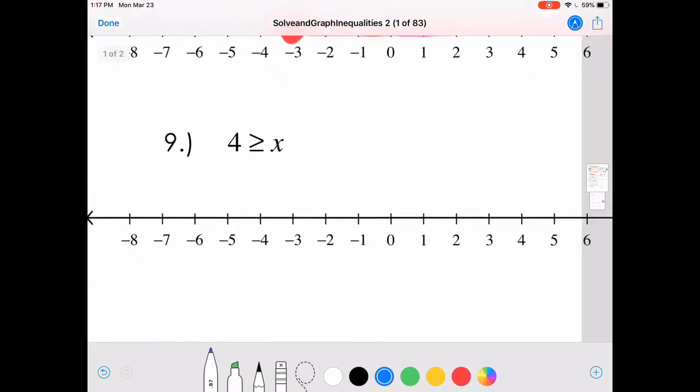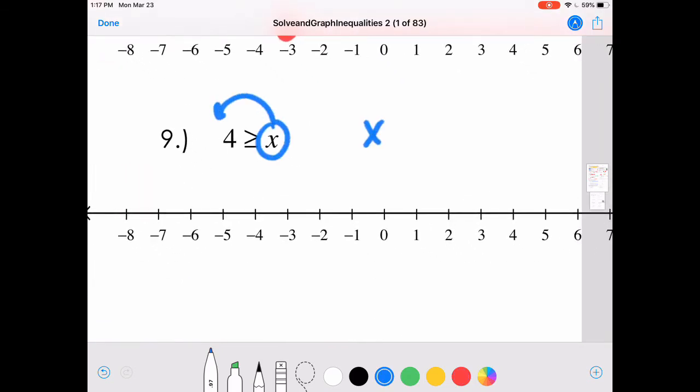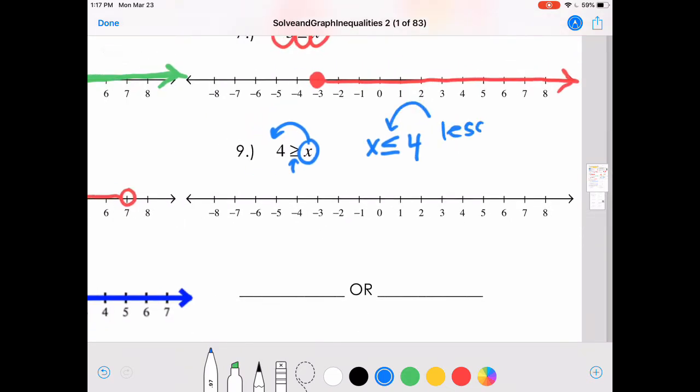Number 9 is also not written in the correct format, so you just want to switch it. Put your X on the left, change your inequality sign, and then add the 4. Your greater than sign turned into a less than or equal to, and then you want to go ahead and put a closed circle and then shade to the left for that one.